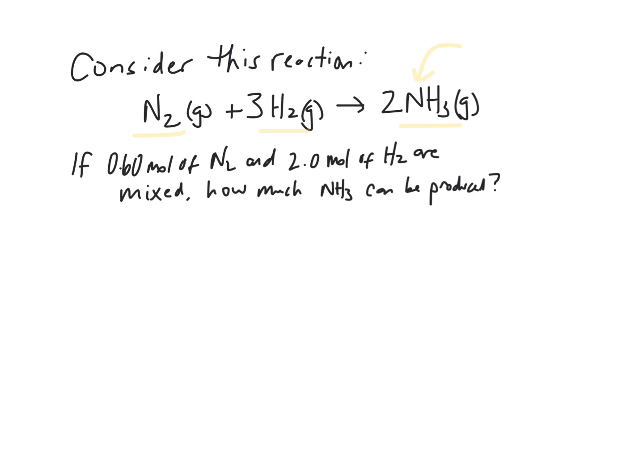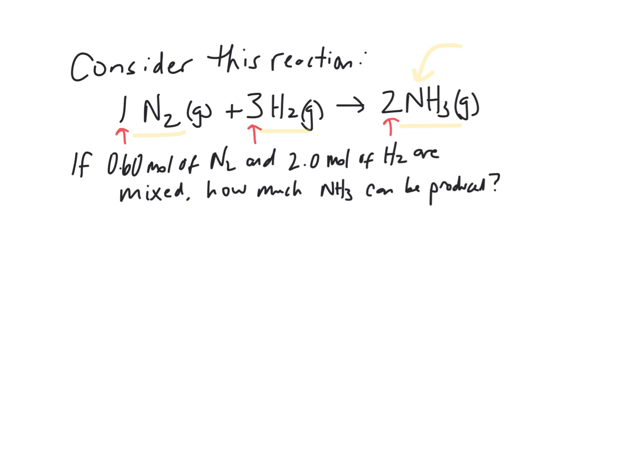So the question says, if 0.6 moles of N2 and 2 moles of H2 are mixed, how much NH3 can be produced? And the key thing that's already been done here for us, but that we always need to pay attention to, is that the reaction is balanced. So it's already balanced. We have a 1 in front of the nitrogen, a 3 in front of the hydrogen, and a 2 in front of the ammonia to make sure the total number of atoms are the same on both sides of the equation. And so there you have the balanced chemical equation.